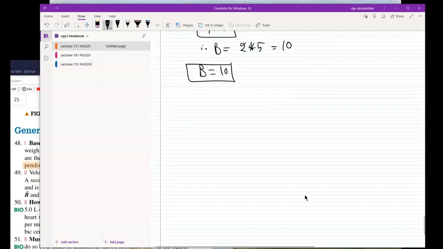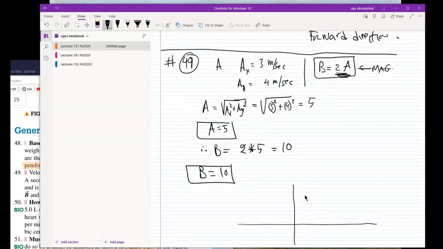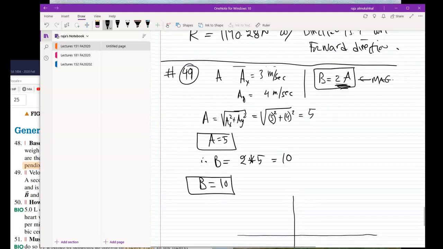Here is my Cartesian system. First thing, I'm going to draw A. He says A sub x is equal to 3 and A sub y is equal to 4. So I can draw that.